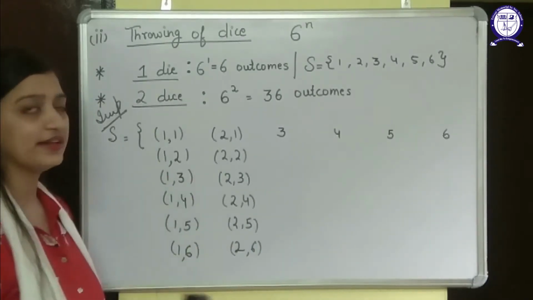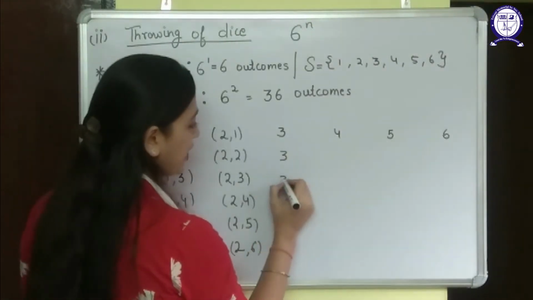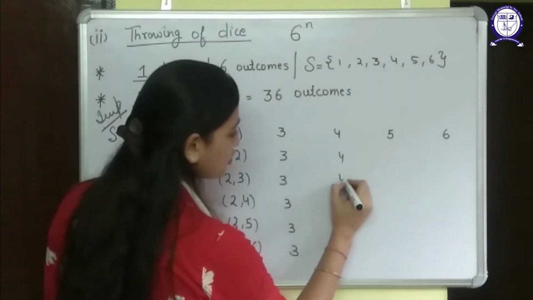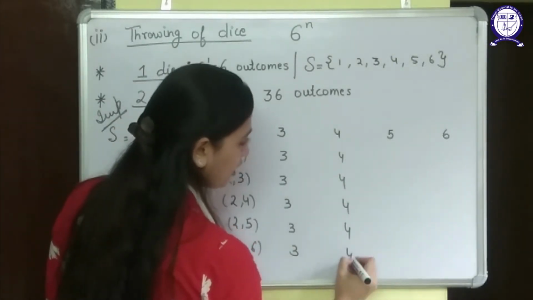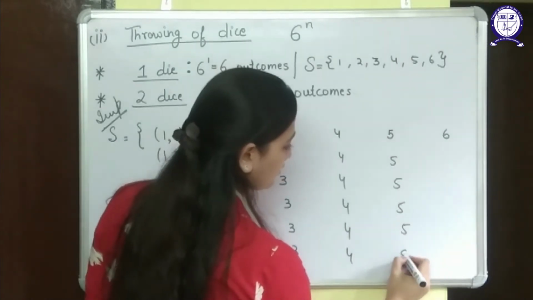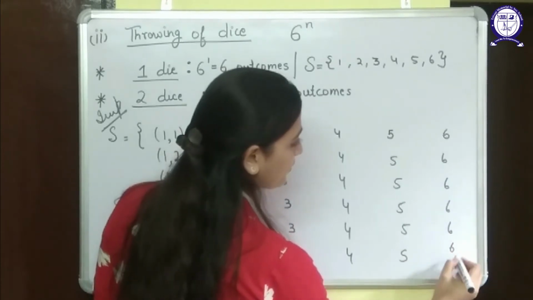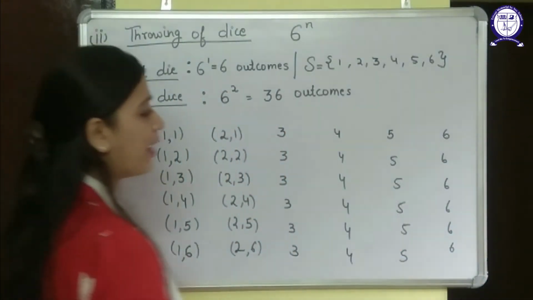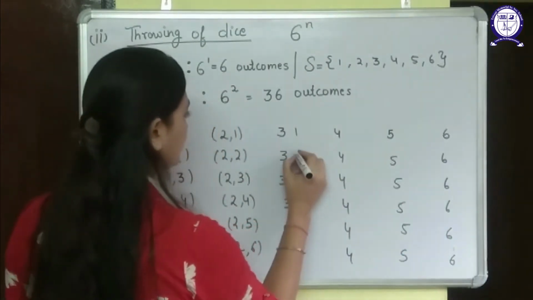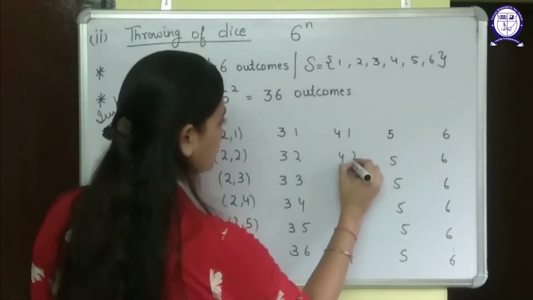Now with this pattern I will make all the 36 outcomes. How? Fix 3 at the first place, then 4 at the first place, 5, and 6. Okay? Then what I am going to do? I am going to write these numbers vertically. 1, 2, 3, 4, 5, 6.